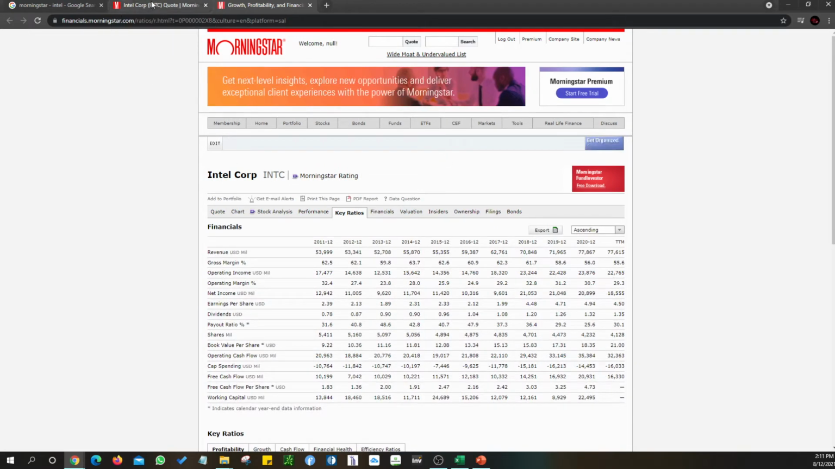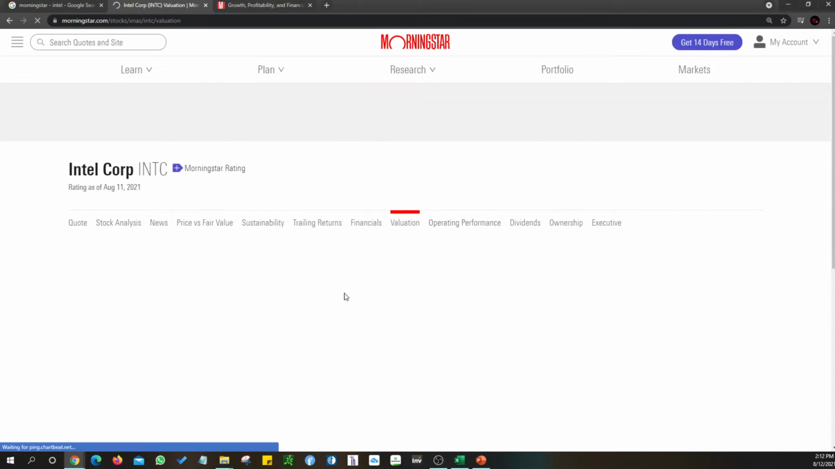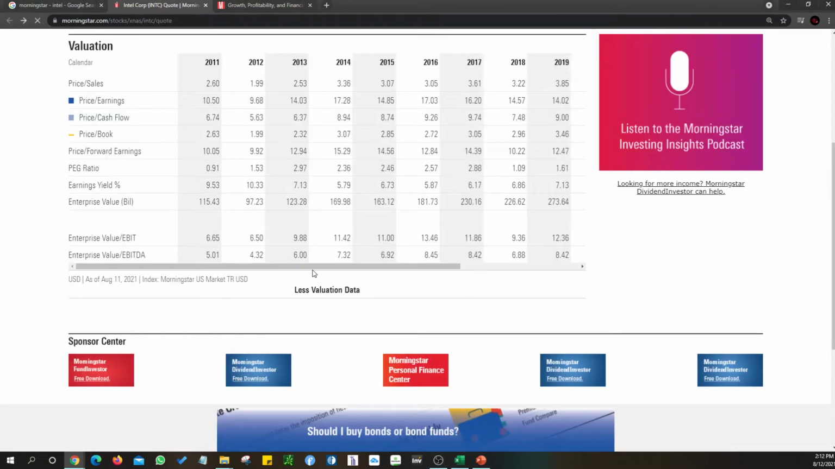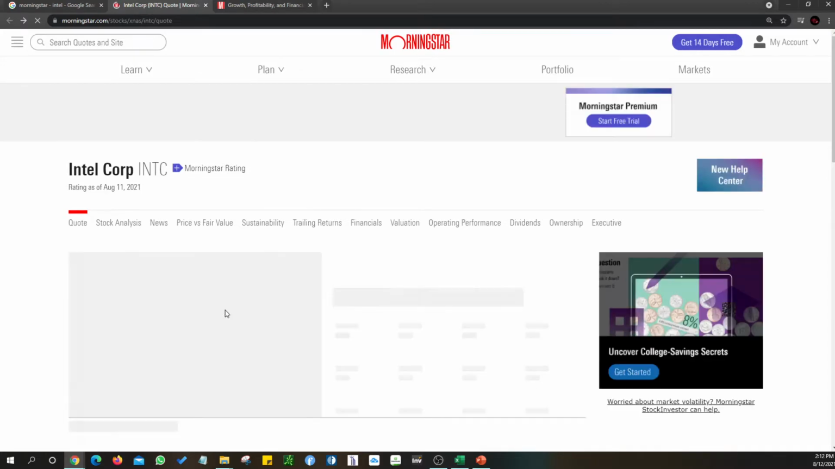Meanwhile, I'm going to open the valuation tab as well. Guys, Intel is at 54.14 at this point in time, and it is going sideways. We will perhaps cover that during our technical or chart analysis. So I click on valuation. Before valuation, what should we do? We should cover a little bit on the company profile.